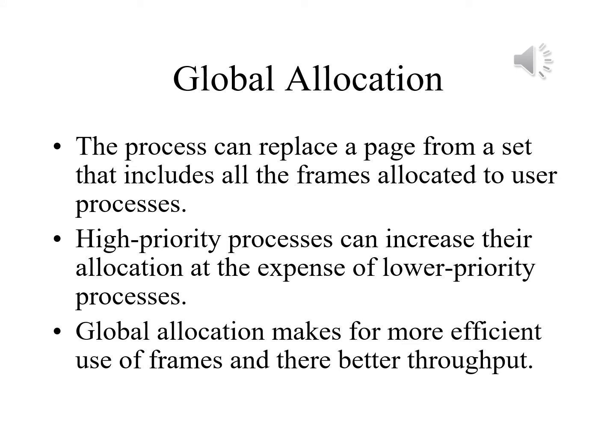With a global allocation algorithm, a process can replace a page from a set of frames that have been allocated to all user processes. Processes with a higher priority or a greater need can increase their allocation at the expense of lower priority, less needy processes. The end result is that the frames can be used more efficiently. This efficiency translates into greater throughput for the system.